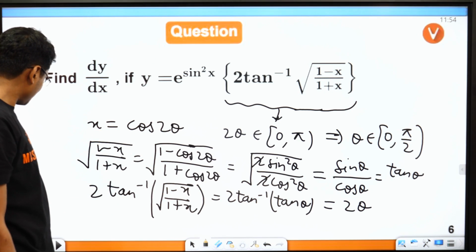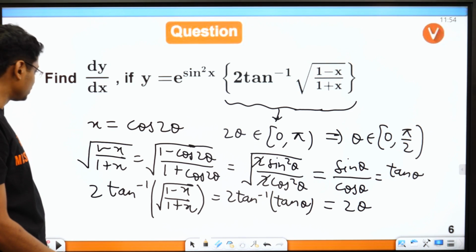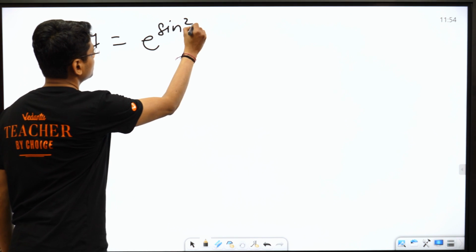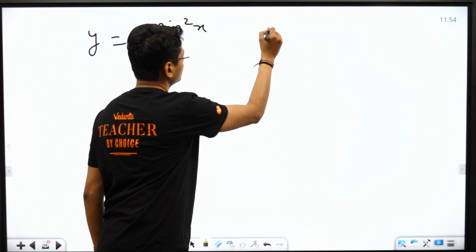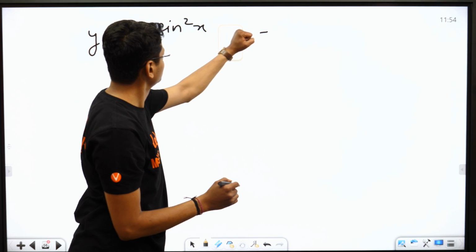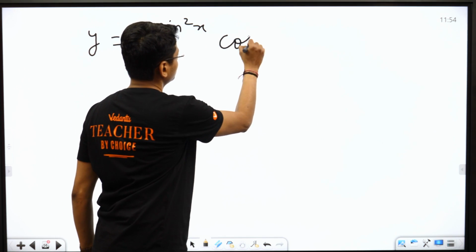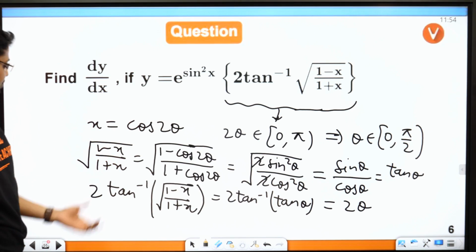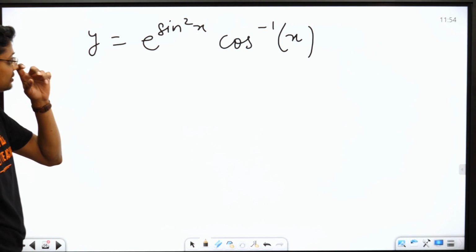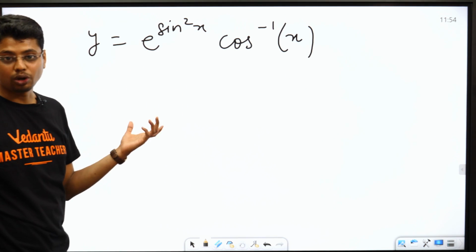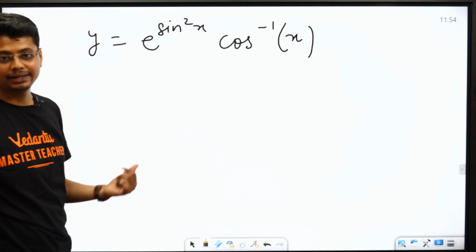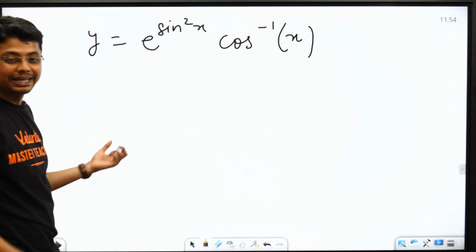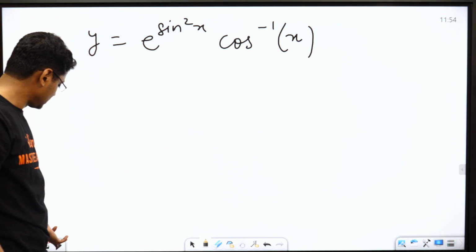So basically my expression becomes y is equal to e to the power sin square x multiplied by cos inverse x. Alright, that's it. And now you can differentiate y with respect to x. You can again use logarithmic differentiation if you want, or you can do it directly, and I leave this to you. It's not the main takeaway of this question. You can solve it, and that's it.